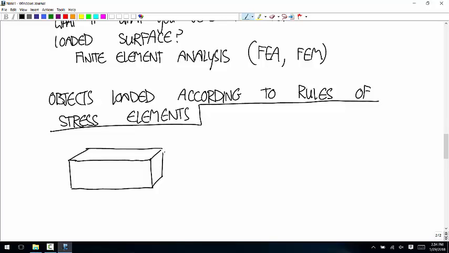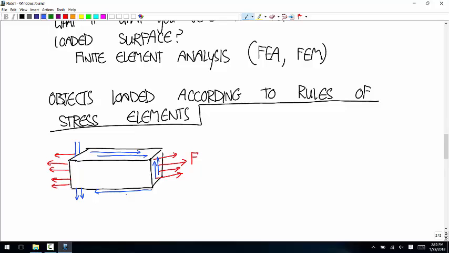It's a cube. But if you have a material that's loaded here and here, and let's say these are distributed loads, and they're also loaded with distributed loads here and here, and then on the back side, like that, and under, like that. Okay.